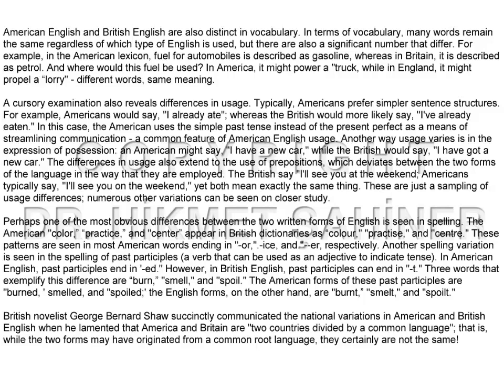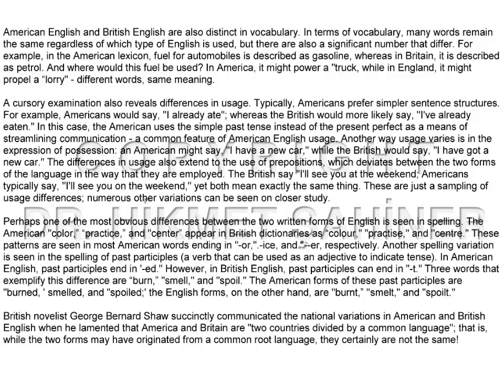Perhaps one of the most obvious differences between the two written forms of English is seen in spelling. The American color, C-O-L-O-R, practice, P-R-A-C-T-I-C-E, and center, C-E-N-T-E-R, appear in British dictionaries as C-O-L-O-U-R, P-R-A-C-T-I-S-E, and C-E-N-T-R-E. These patterns are seen in most American words ending in O-R, I-C-E, and E-R, respectively.